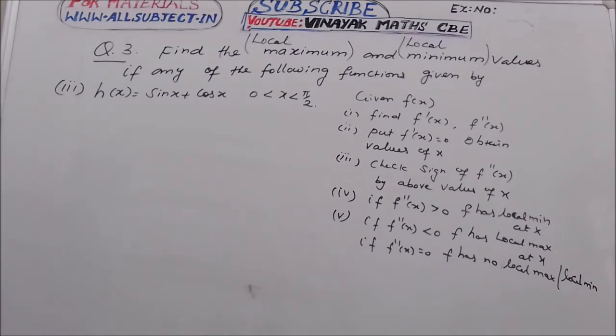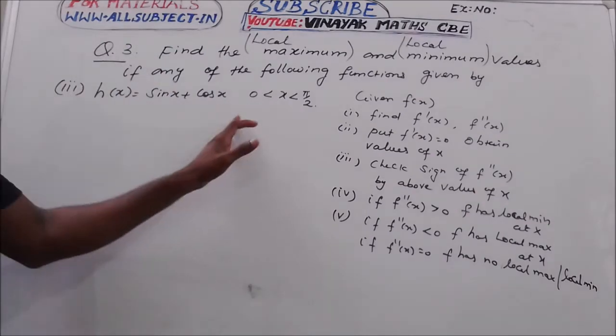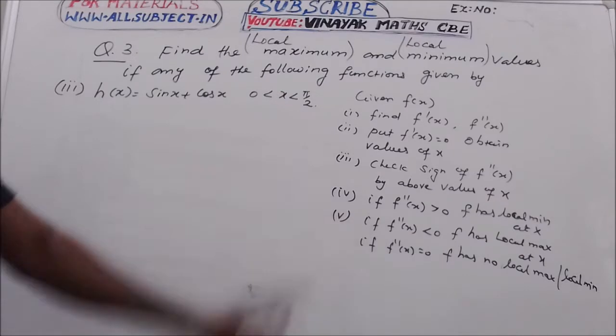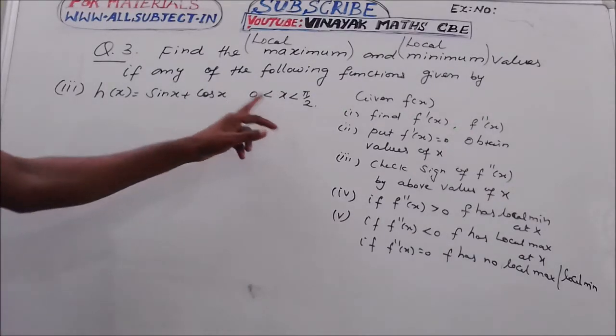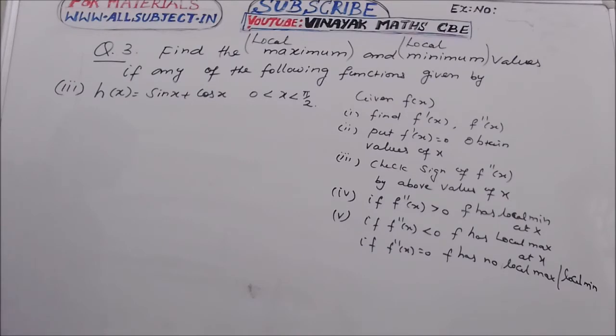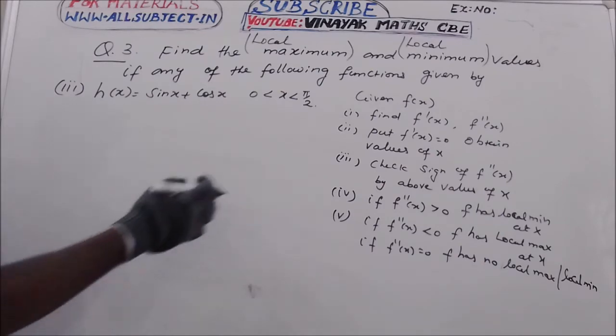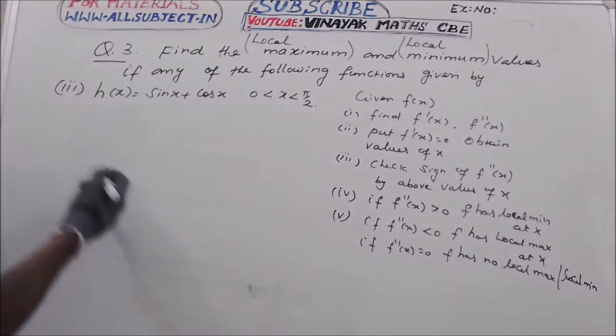Subdivision number 3. Given h of x is equal to sin x plus cos x for x greater than 0 and less than pi by 2, an open interval, so it lies in the first quadrant. Now we need to find h dash of x and h double dash of x.